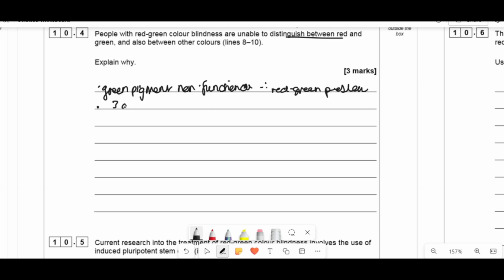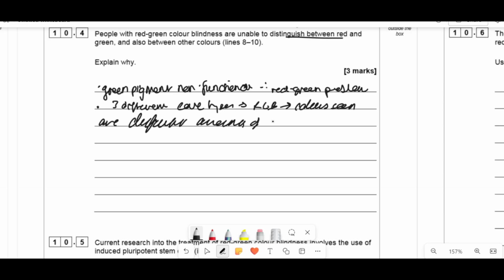We have 3 different cone types, which are your red, green, and blues. And colors that are seen are due to different amounts of stimulation of each pigment. So different amounts of different cones being stimulated, and multiple of them. There you go.